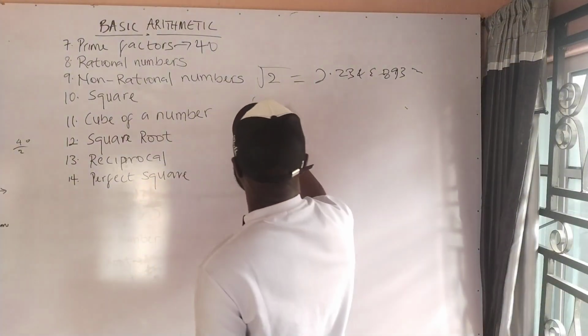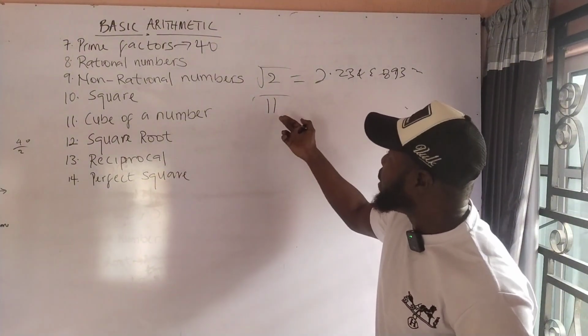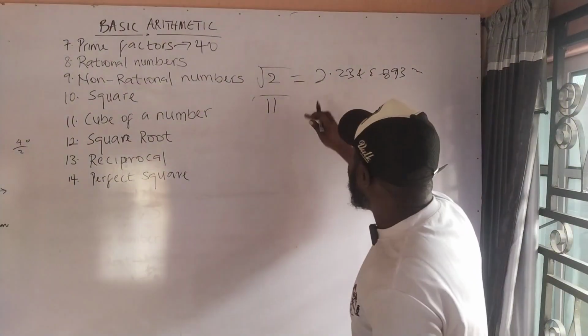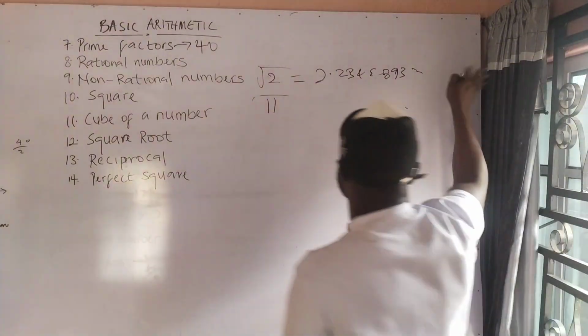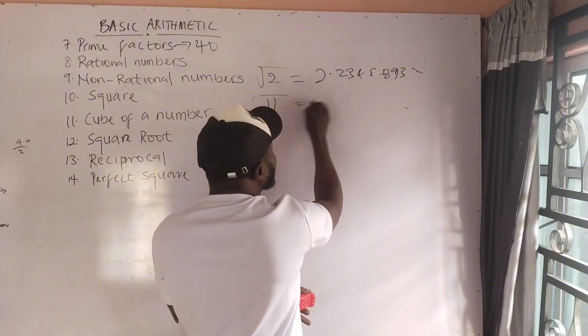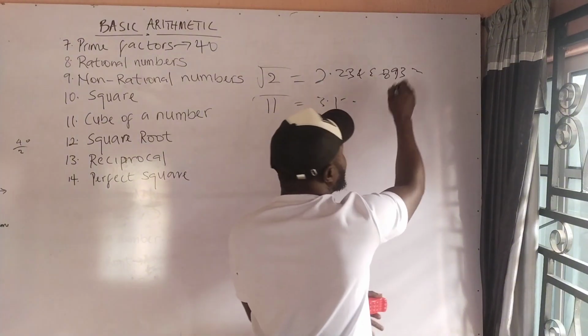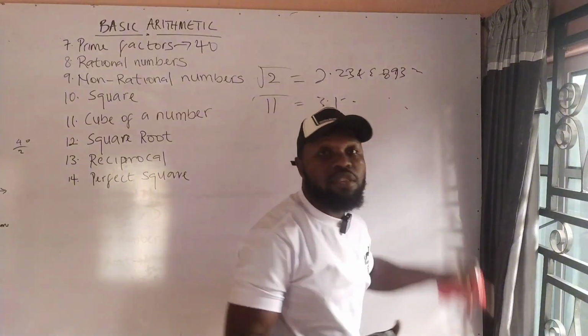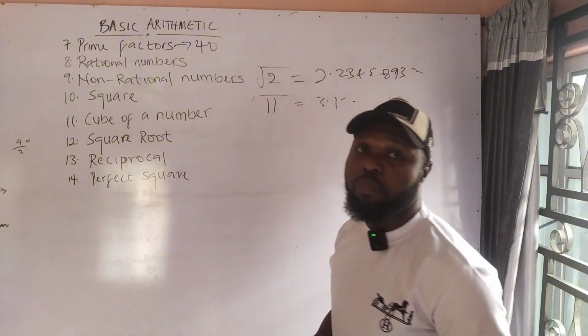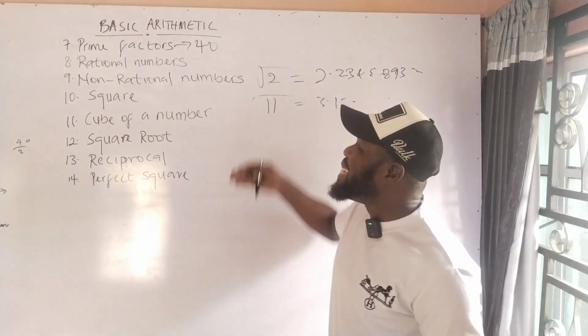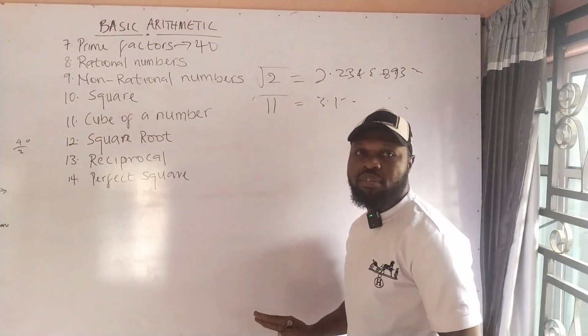We also have something like this, pi. If you press pi in your calculator, the calculator is going to give you some values like that, and the value will continue, maybe 3 point 1, 2, 3, 4, 8, 2, 1, 3, and so on. And that is the reason why they call them non-rational numbers. They are also called irrational numbers.